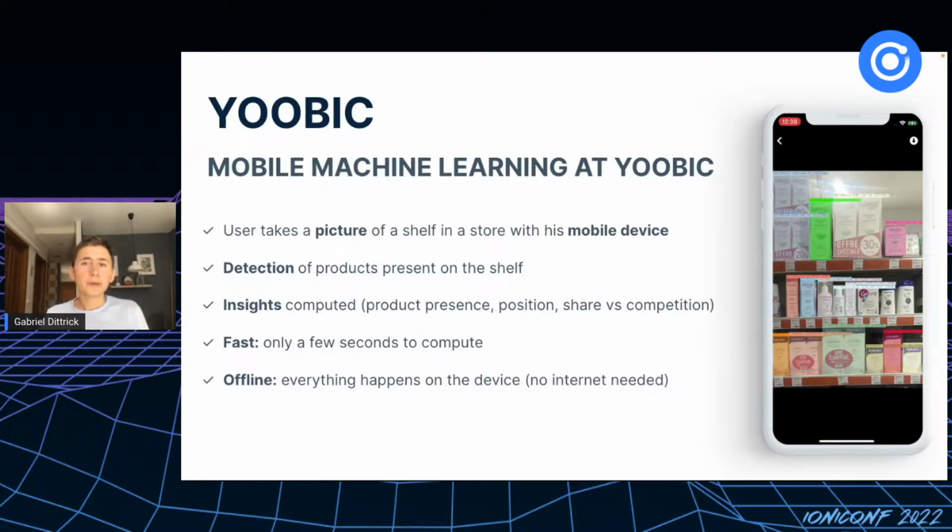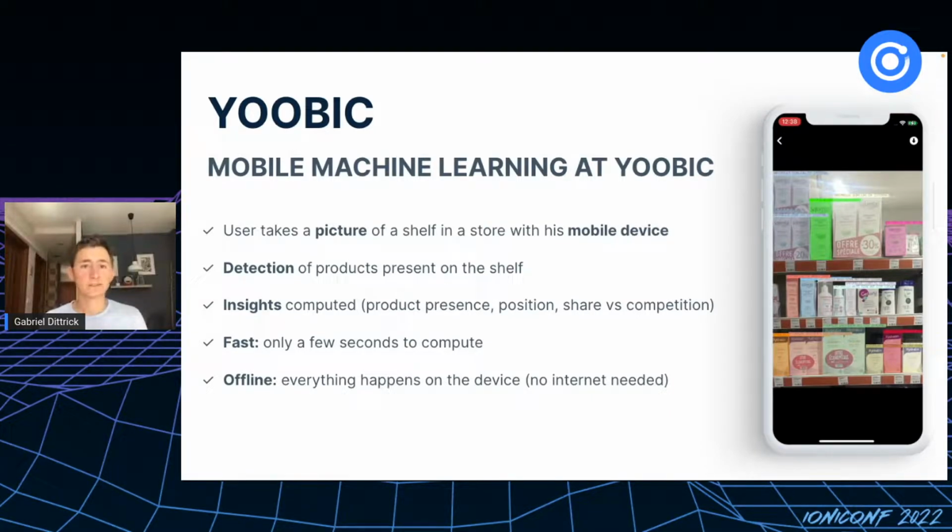Now, what is mobile machine learning at Ubik? At Ubik, a company would be any client that wants to monitor a store to give the perfect experience to its customers and to track metrics that are related to their products. A user would be any employee of this company, and this user would go inside the store and take a picture of a shelf with his mobile device. Then the app would detect the products that are present on the shelf, and we would compute some insights about those products. Those insights could be anything from the presence of a product, the position of the product, or even the share of this product versus the competition.